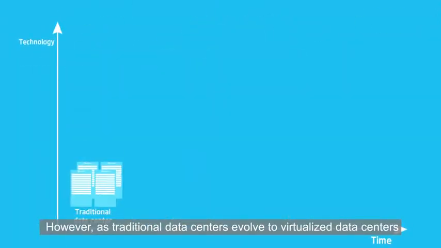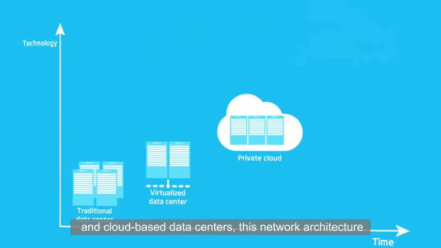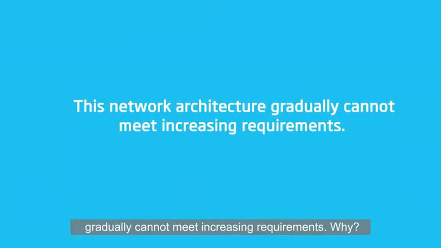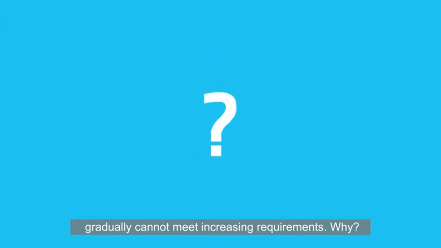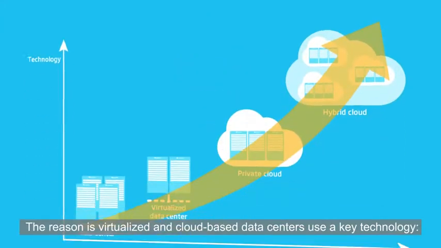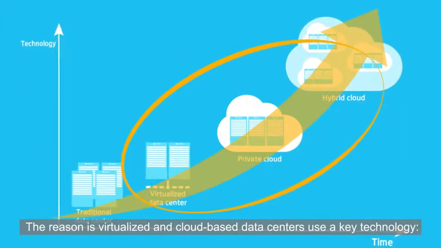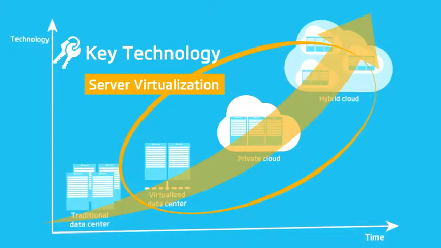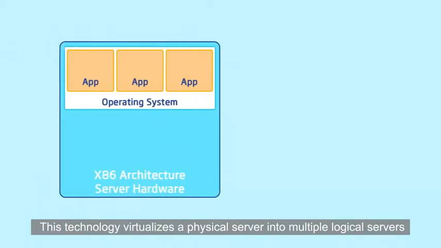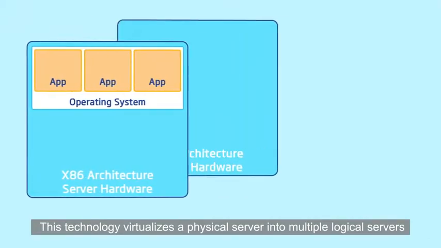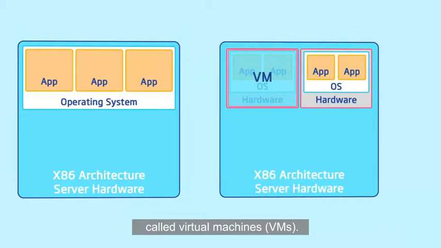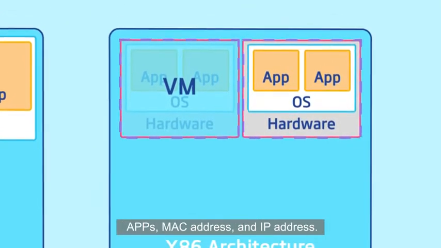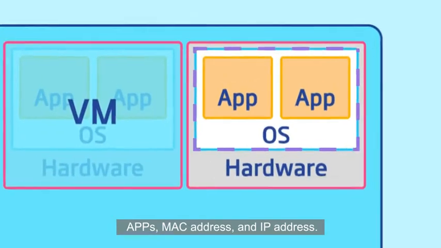However, as traditional data centers evolved into virtualized data centers and cloud-based data centers, this network architecture gradually cannot meet increasing requirements. Why? The reason is virtualized and cloud-based data centers use a key technology, server virtualization. This technology virtualizes a physical server into multiple logical servers called virtual machines. Each VM runs independently and has its own OS, apps, MAC address, and IP address.